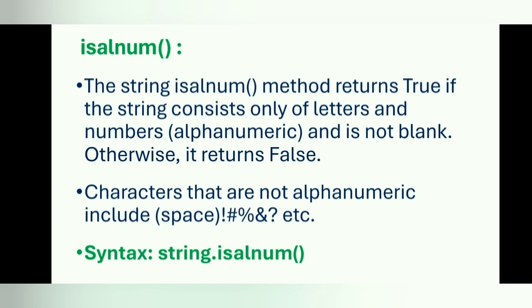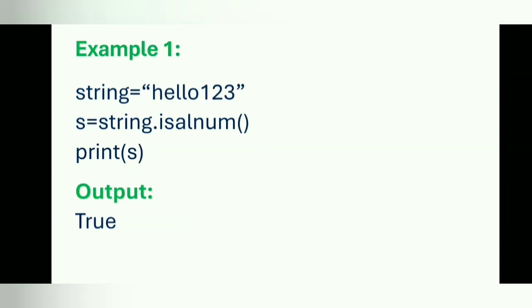Syntax: string.isalnum. The string.isalnum method does not take any parameter. To get a better understanding of the method, let's examine some examples of string.isalnum method in Python.